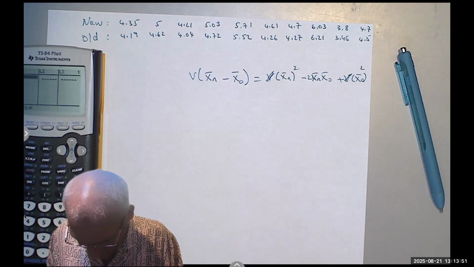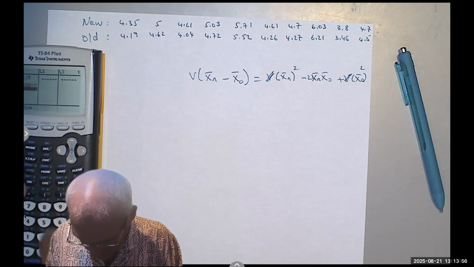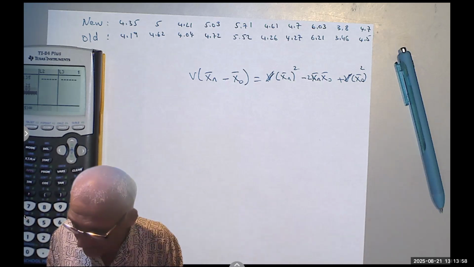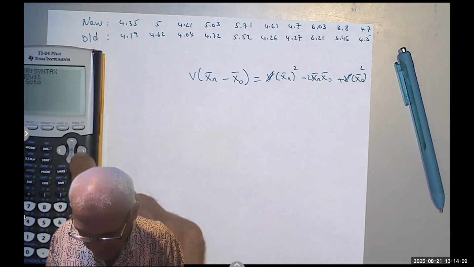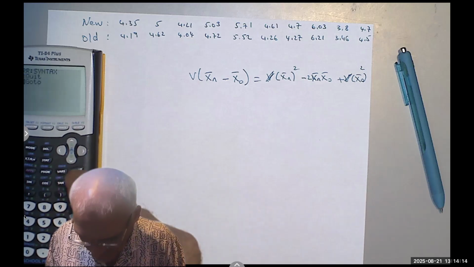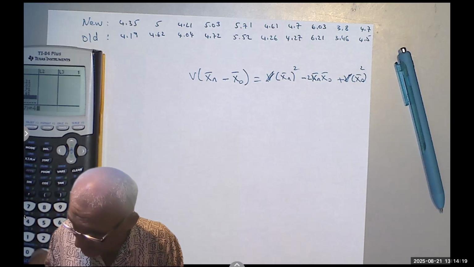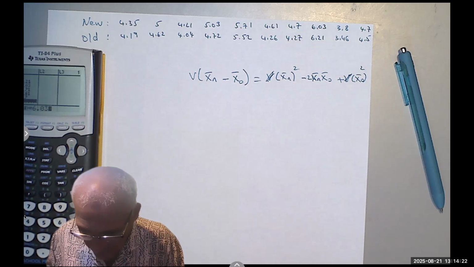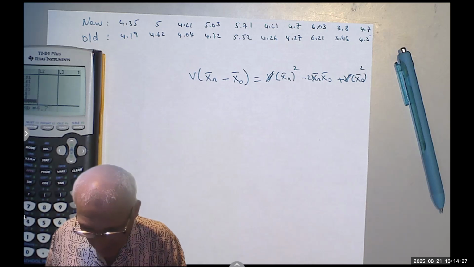Here I'm going to enter 435.5, 421, 503, 571, 461, 4.7. Oops, it's only 4. What happened? Oh, I need to clear that. 4.7, 6.03, 3.8, and 4.7. So that's the first sample.